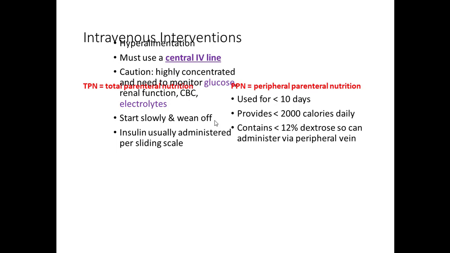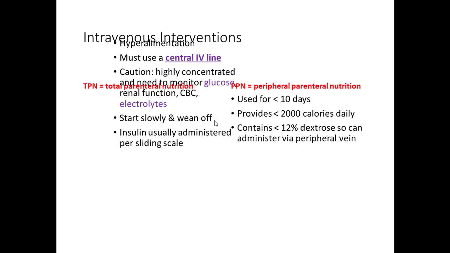Generally, TPN is started pretty slow, and they're actually weaned off of it. So they'll slow down the infusion of the TPN and have them start eating small amounts. Like I said, their glucose pretty much fluctuates even if somebody is not diabetic. With TPN, a lot of times they're given insulin. TPN and PPN are mixed by a pharmacist.